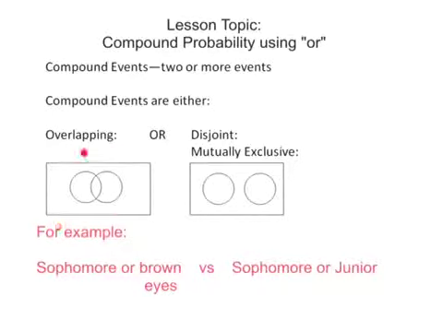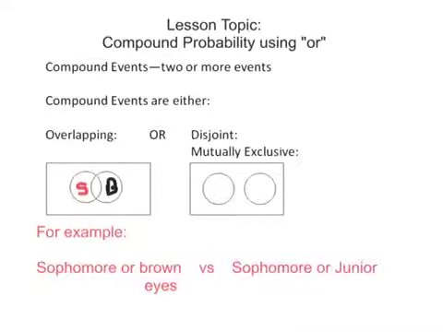An example of overlapping events is if I said I was going to randomly choose a person in this class, and I want to know if they are a sophomore or if they have brown eyes. You can see that they overlap because if I put S here in this circle for sophomore, and I put a B here for brown eyes, there are people who land in the overlapping section that are both sophomores and have brown eyes.